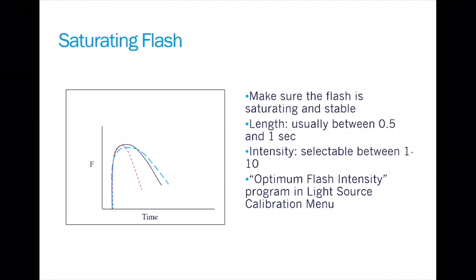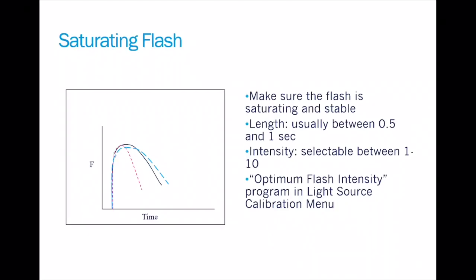Another setting that you can adjust is your saturating flash. You can adjust the length as well as the amplitude, the intensity. The length, typically you would want to keep it between half a second and 1 second. And for the intensity, you want to make sure that you're saturating. The best way to do that is to give a saturating flash and take a look at the data. You want to see the fluorescence come up and have a good plateau before the light goes off.